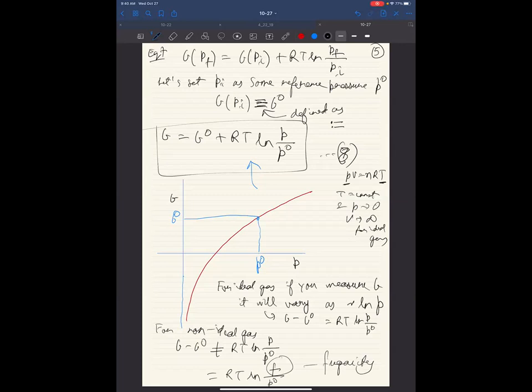So for an ideal gas, what should be the value of fugacity? The pressure. For a non-ideal gas, we don't know. It could be anything, right?